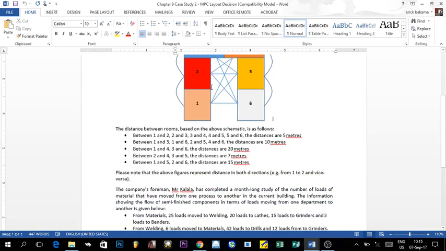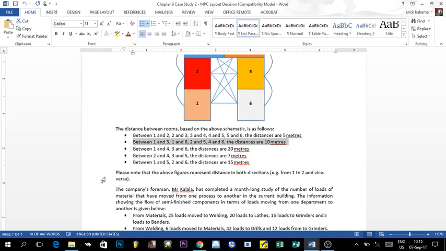Now they gave us the distance between rooms, so we have the distance between 1, 2, 2, 3, 3, 4, 4, 5, 5, 6. I say that the distance is 5 meters, and we have the same from 1, 3, 1, 6 to 5, 4, 6, and the distance is 10 meters. So everything that is given here are the distance between rooms. Now it also mentioned that please note that the above figures represent distances in both directions, meaning from 1 to 2 and vice versa.